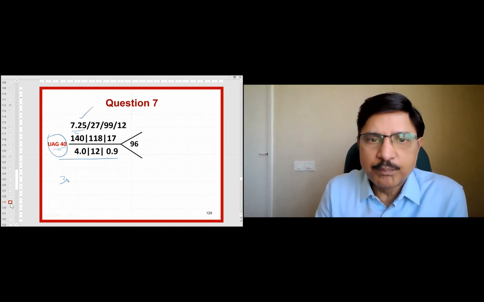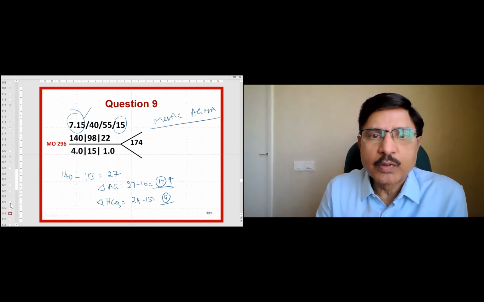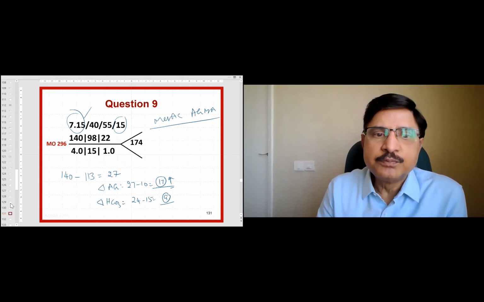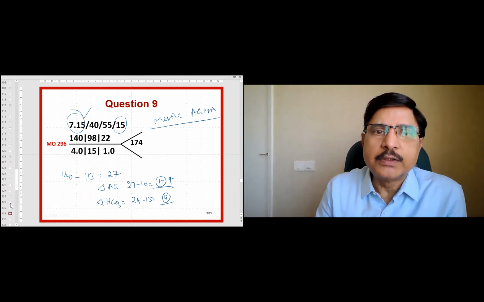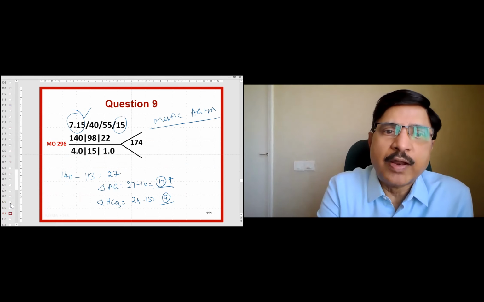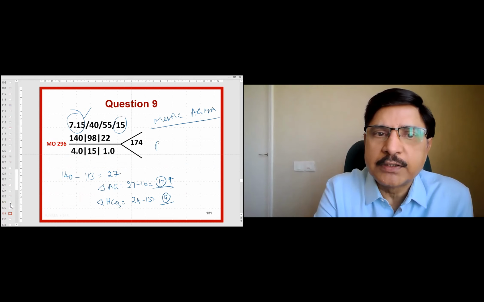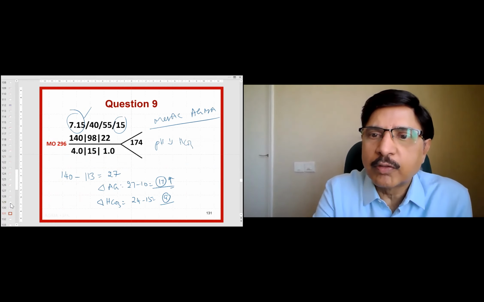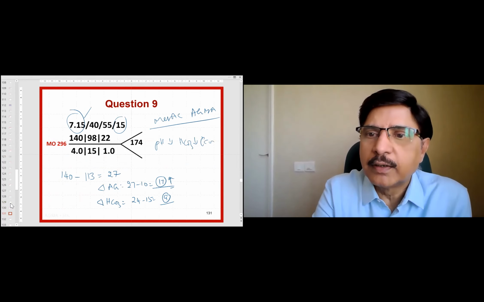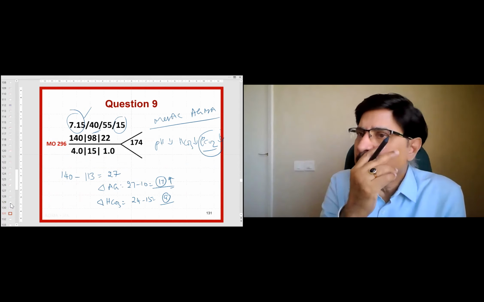Let us see the next question. Question number 9. In this question we have metabolic acidosis, pH is down and bicarbonate is down, but how about the carbon dioxide? Carbon dioxide is not down. It is normal. Normal means there is something which is putting the carbon dioxide up.